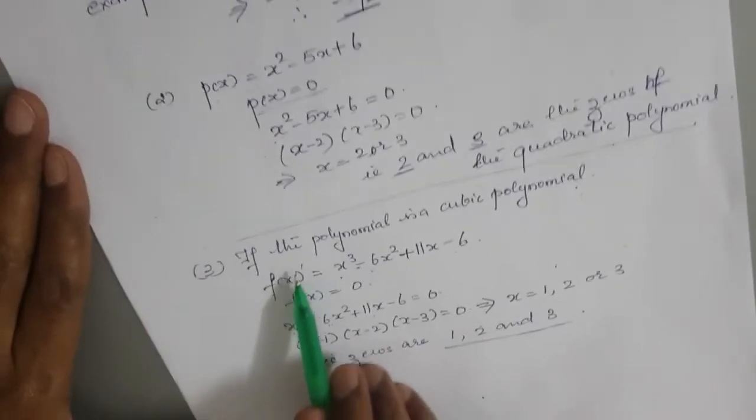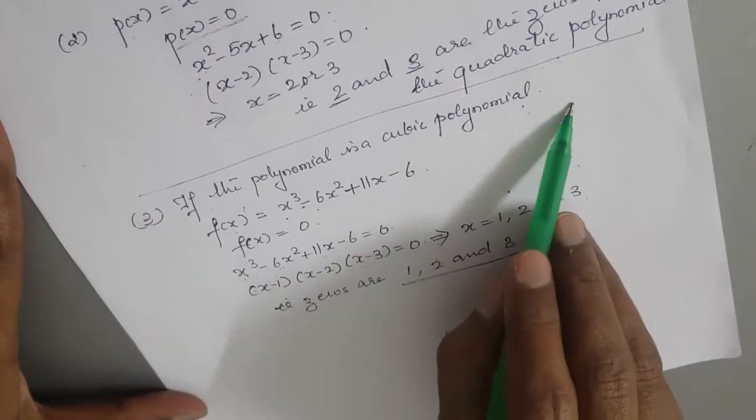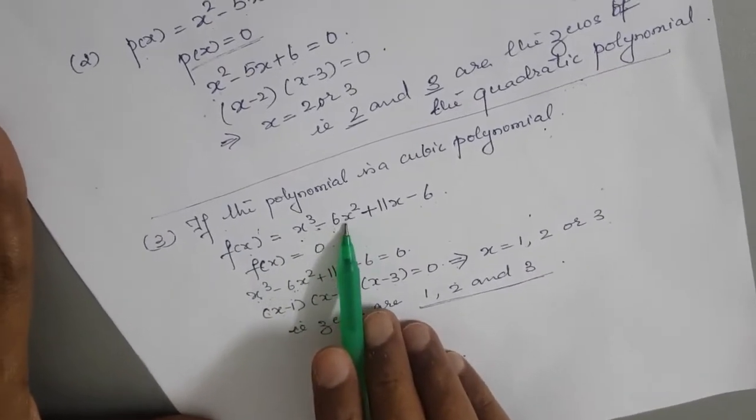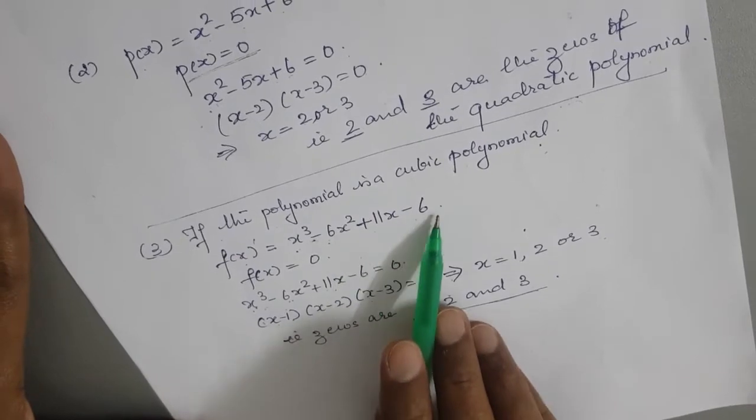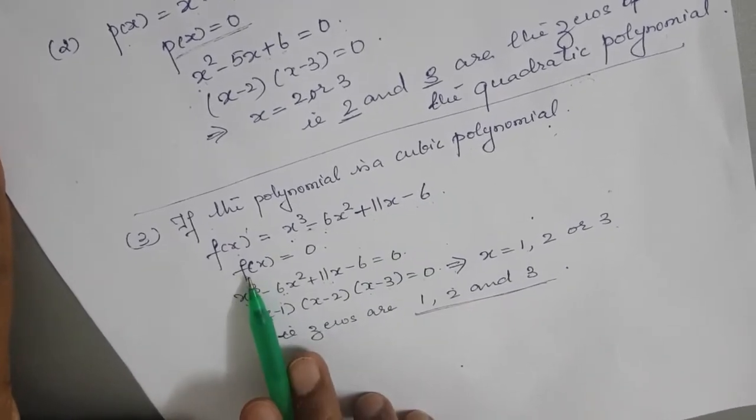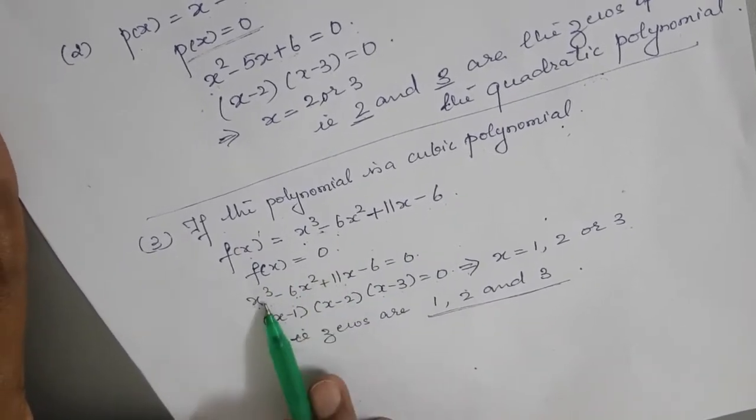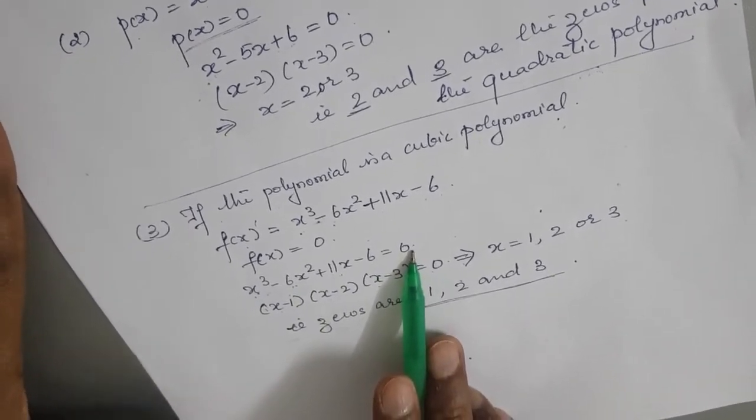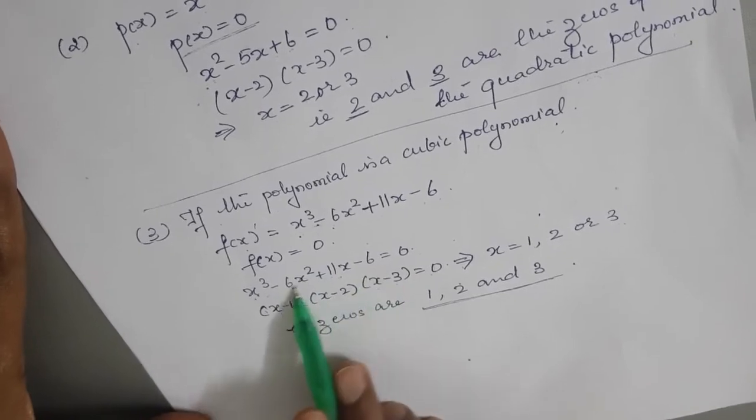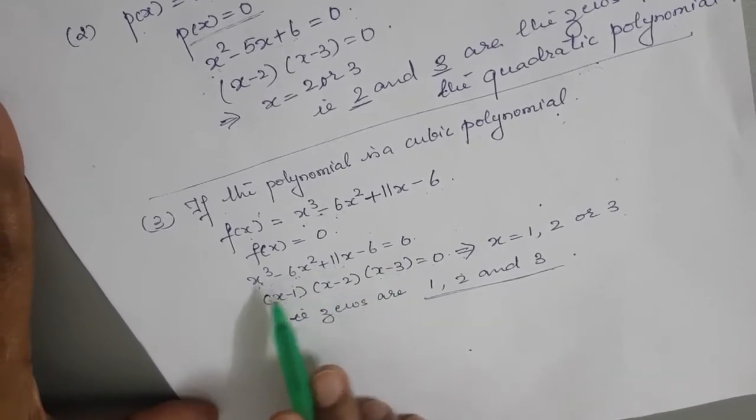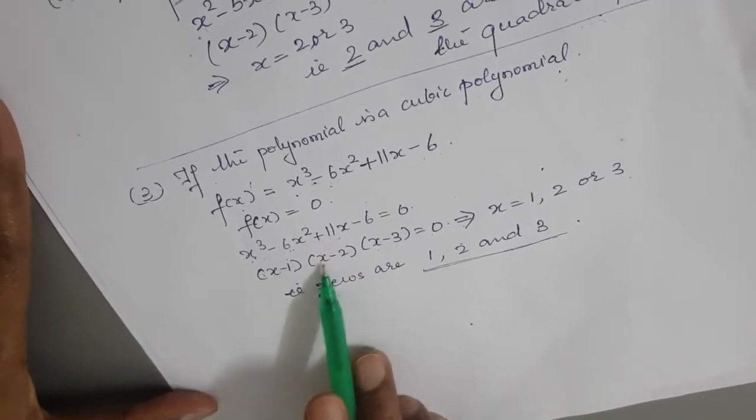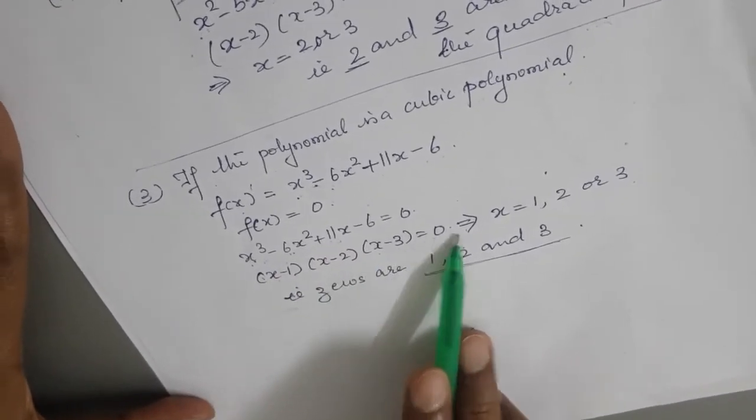Now, if the polynomial is a cubic polynomial, f(x) is equal to x cube minus 6x square plus 11x minus 6. To find the zeros, you will equate f(x) to 0. That means x cube minus 6x square plus 11x minus 6 is equal to 0. By hit and trial method, factorize this. You have already done in class 9. And the factors of this will be (x minus 1)(x minus 2)(x minus 3) equal to 0.